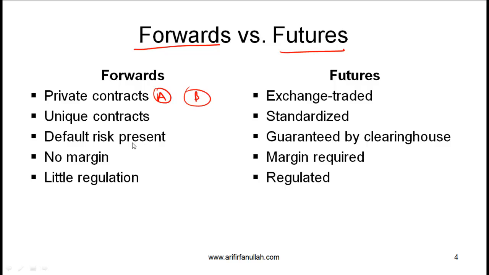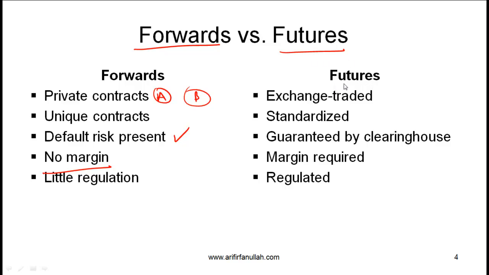There is default risk with forward contracts because you might make an agreement with counterparty B, but at expiry of the forward contract, counterparty B might not deliver. So there is default risk, or credit risk. No margin. When two private parties get into a contract, typically nothing is exchanged upfront. And there is little regulation. Again, since these contracts are between private parties, there is little or no regulation.